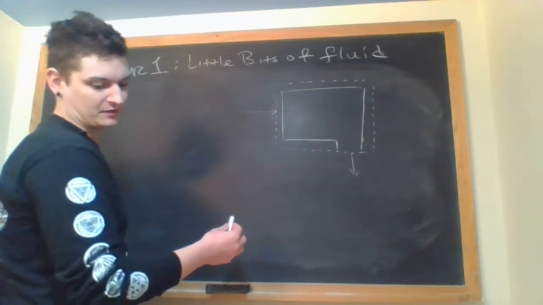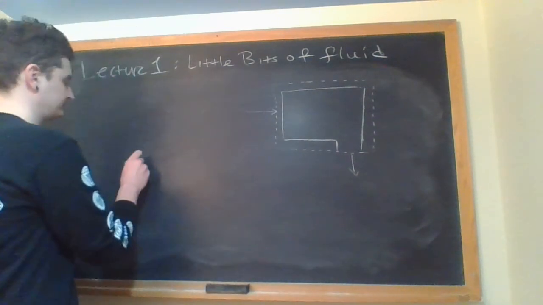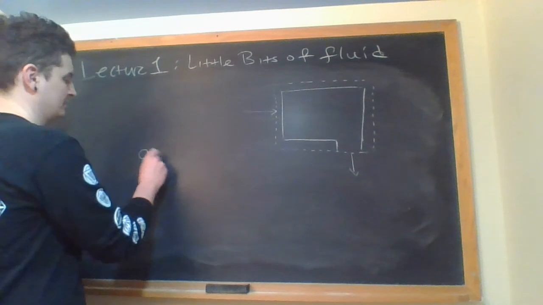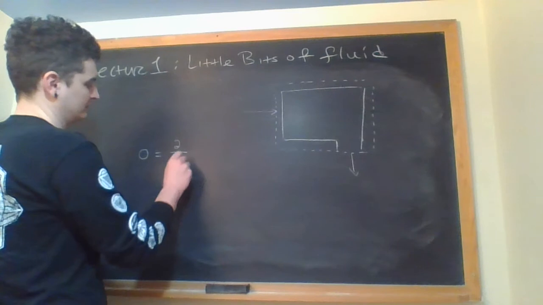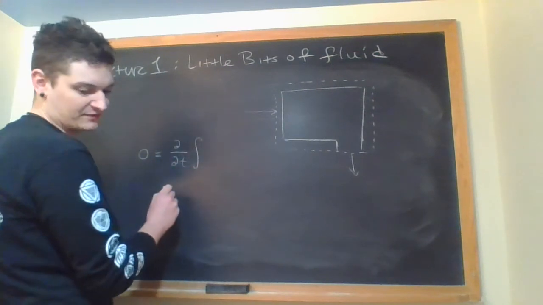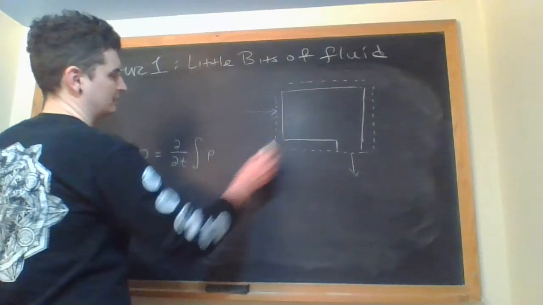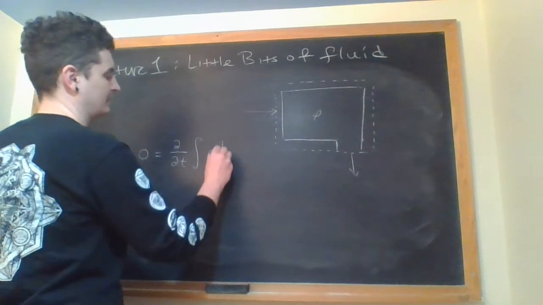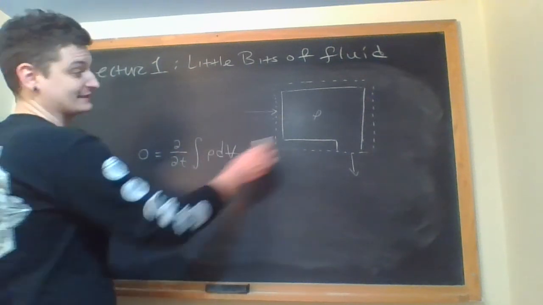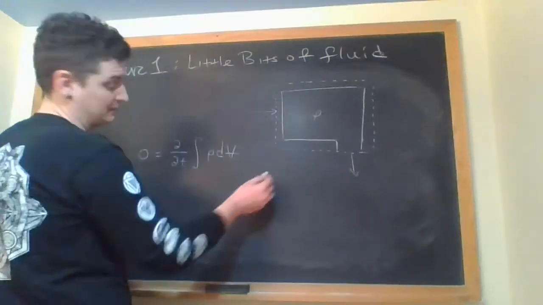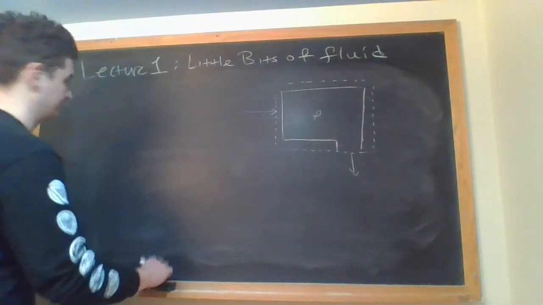So real quick, for conservation of mass, what you say is 0 needs to be a time rate of change. So density in here, right? So this is the change of the mass inside of this control volume. And then on top of that, you have this additional term.